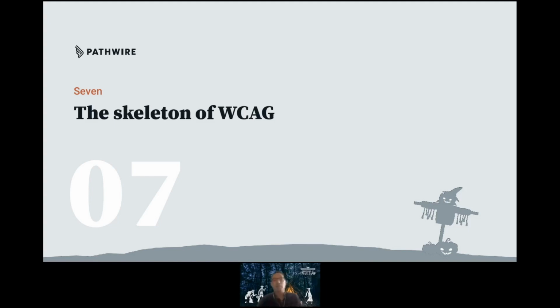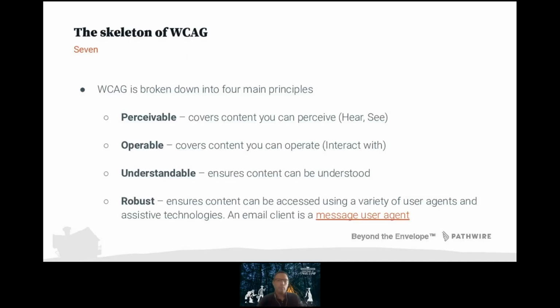To cover the bases, we need to look at the structure and the skeleton of WCAG. WCAG is broken down into four main principles: perceivable, operable, understandable, and robust. Perceivable covers content that you can hear or see, such as text and images. Operable covers content that you can interact with, such as links and buttons. Understandable ensures content can be understood with language and reading age. And robust ensures content can be accessed using a variety of user agents and assistive technologies.